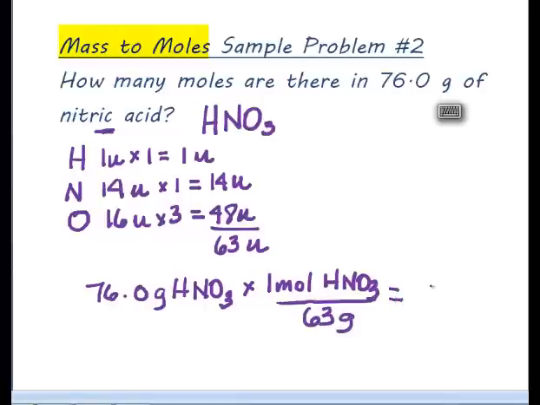And the result is 1.21 moles of nitric acid. And that's how we go about determining the number of moles in a particular quantity or mass of a chemical compound. First, we have to determine the formula, determine formula mass, and then make our conversion. And lastly, you'll notice up here 76.0 grams. That's 3 significant figures. Down here 1.21 moles. That's 3 significant figures. So when it comes to significant figures, I'm in good shape there.